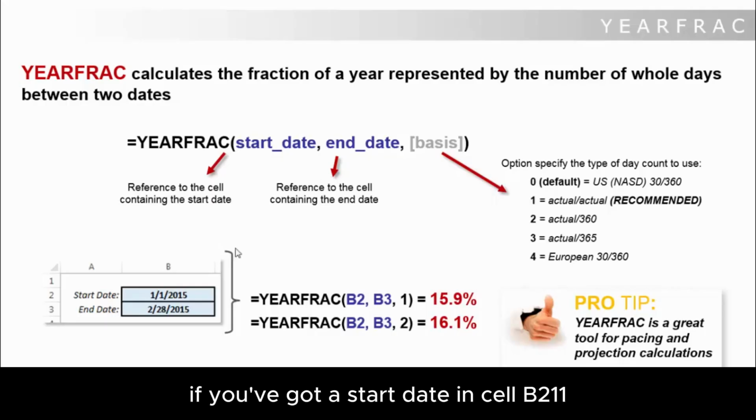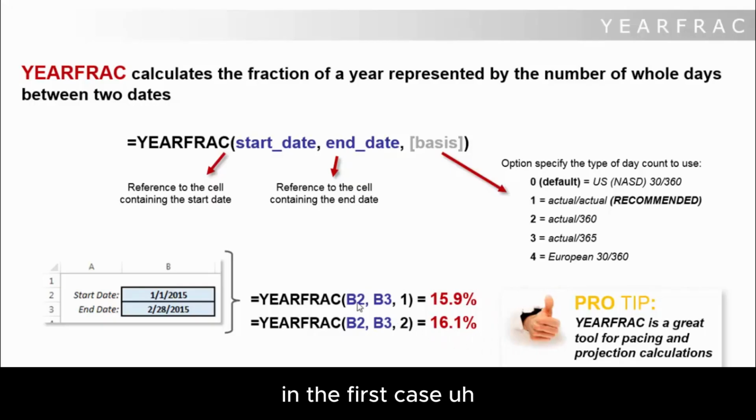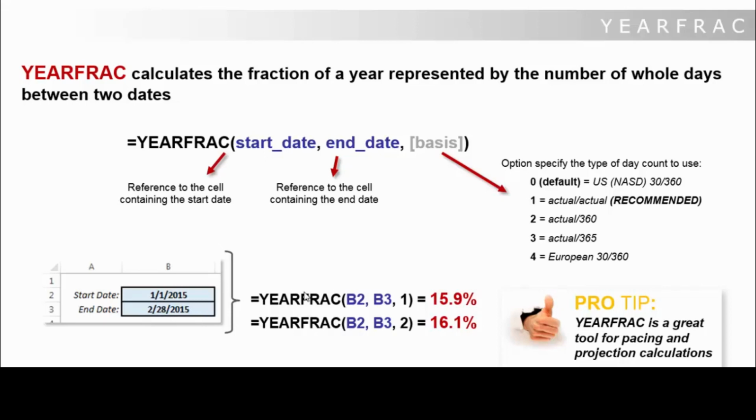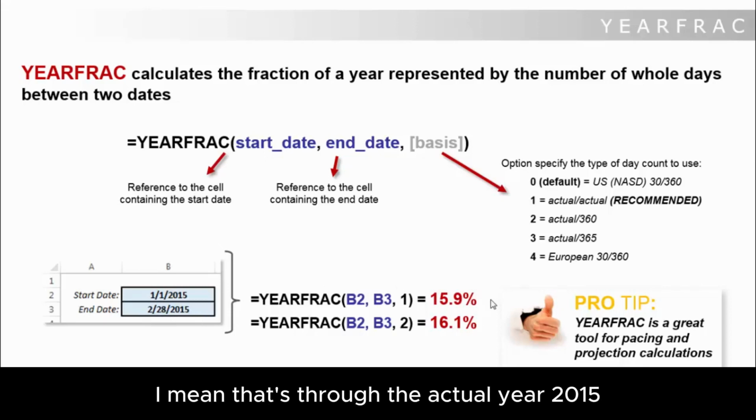So here's an example. If you've got a start date in cell B2, 1/1/2015, and an end date in cell B3, 2/28/2015, here are 2 example outputs. In the first case, we're using the 1 basis, which is actuals, and that's telling us that on February 28th, 2015, we are 15.9% of the way through the year, and that's through the actual year, 2015.